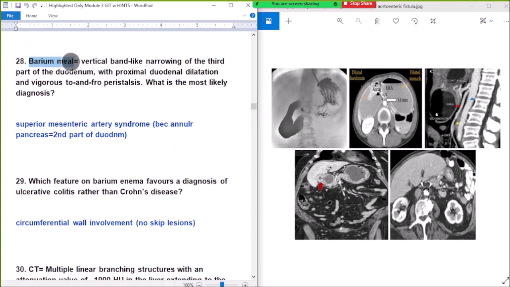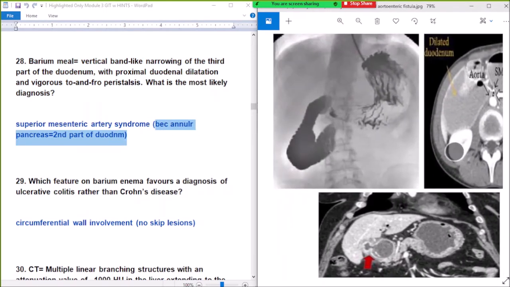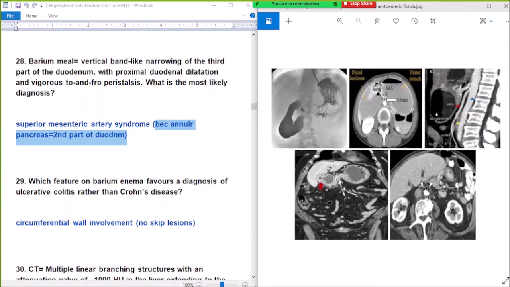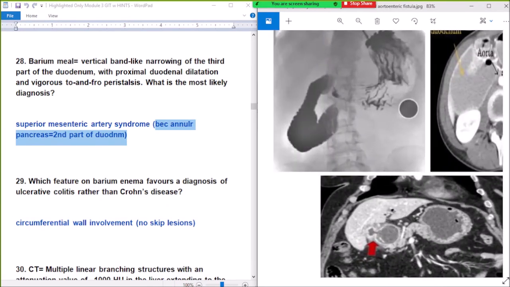Question 28. Barium meal with vertical band-like narrowing of the third part of duodenum with proximal duodenal dilatation and vigorous to-and-fro peristalsis, most likely diagnosis superior mesenteric artery syndrome. So again, barium meal shows vertical band-like narrowing of the third part of the duodenum: first part, second part, third part.